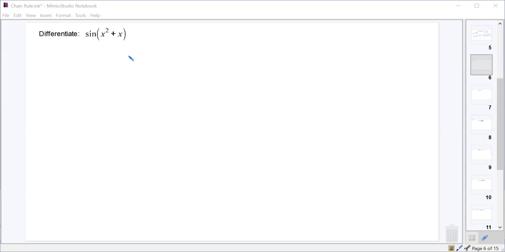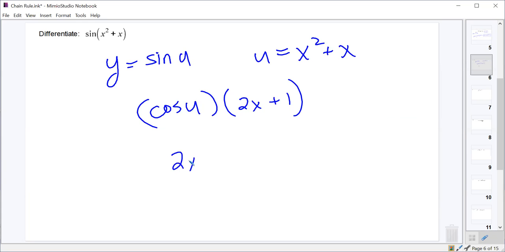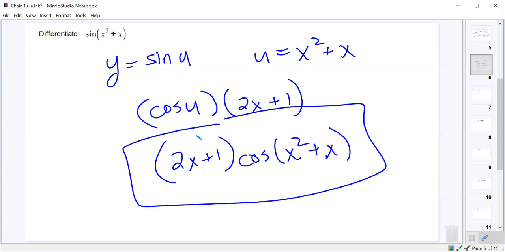So how did we write this function? Should have been enough time, I think. Y equals sine of u, with u equal to x squared plus x, right? Which should then give us cosine of u times 2x plus 1, or 2x plus 1 times cosine of x squared plus x. Good or not?